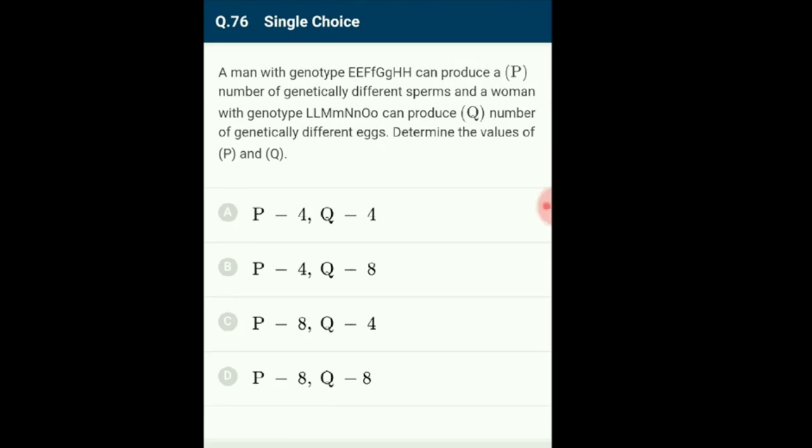A woman with genotype LL, Mm, Nn, Oo can produce 8 genetically different eggs, as she is heterozygous for 3 gene loci. The number of gametes formed can be calculated by the formula 2 to the power n, where n is equal to the number of heterozygous genes. So the answer for this question is option B. P is 4, Q is 8.